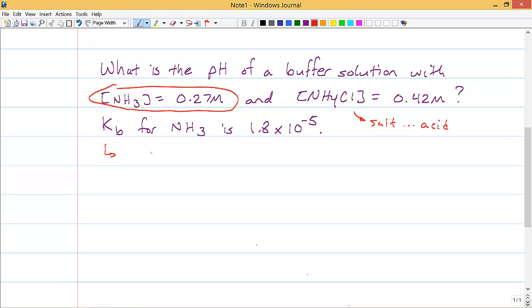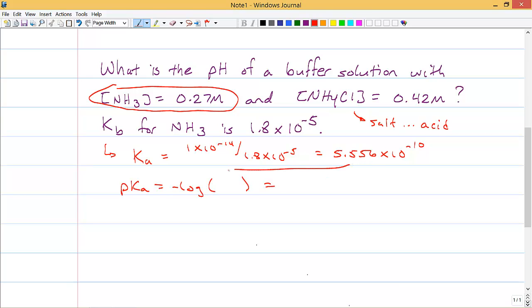But we're given a Kb, so there's a problem. Well, here's the good news. We can find the Ka for this real easy. It's going to be 1 times 10 to the minus 14th divided by the 1.8 times 10 to the minus 5th. And that equals, if I do that math, 5.556 times 10 to the minus 10th. And therefore the pKa is very easy. It's just minus log of that number. If I do that, I get 9.255.